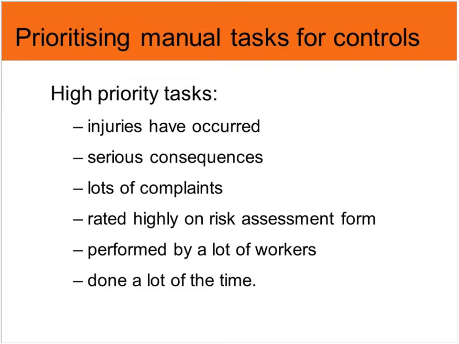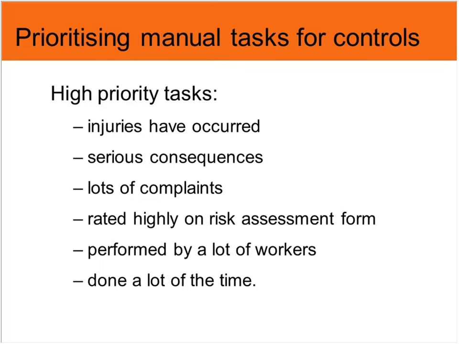Once you've identified what problem manual tasks you have, how do you go about prioritising which tasks to target first? Where are you going to allocate that first share of the resources? That's a pretty important decision, especially when you're starting off with the program. So there are some tips on the screen for you to consider. You might want to make a high priority to improve tasks where you have had injuries associated with them.